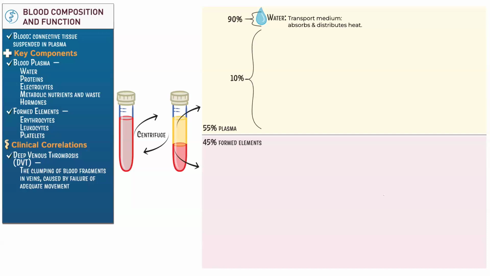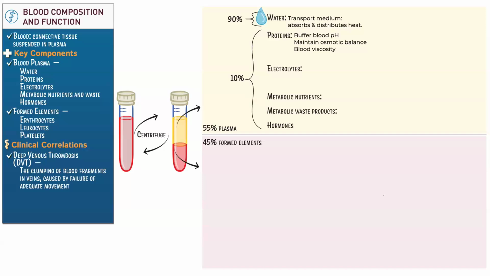Next, show that the remaining 10% of plasma includes proteins, electrolytes, metabolic nutrients, metabolic waste products, and hormones. Of this 10%, plasma proteins constitute the greatest portion, so let's examine them first. Write that collectively plasma proteins buffer blood pH, maintain an osmotic balance between the interstitial fluid and the blood, and give blood its viscosity. Let's focus for a second on osmotic pressure.